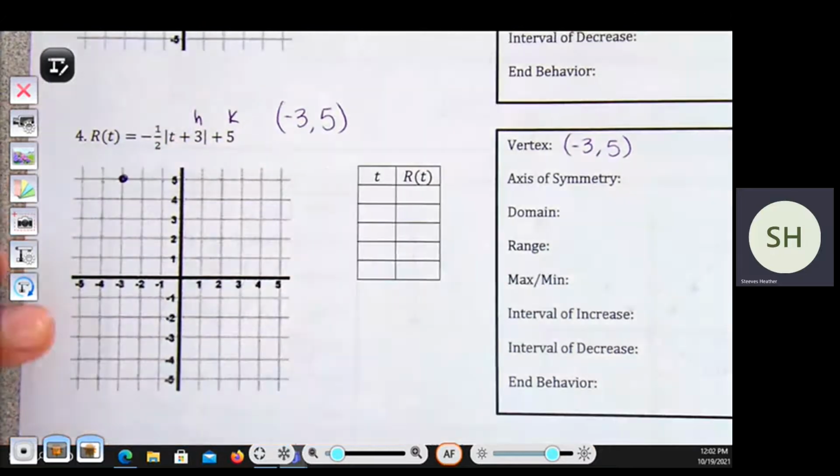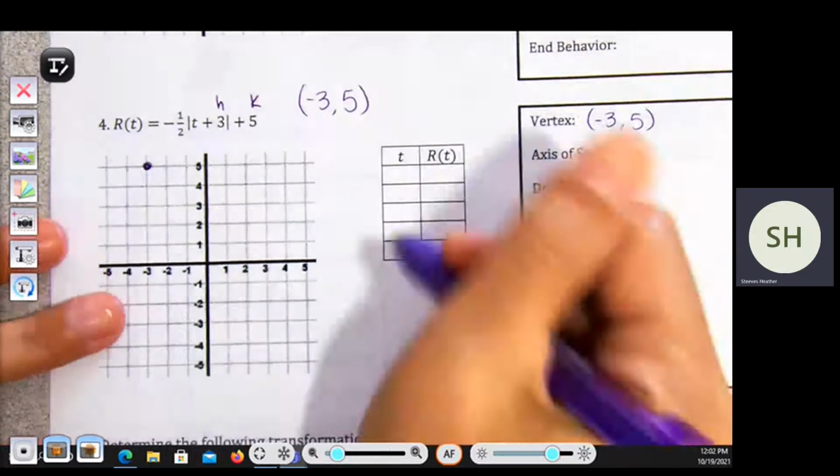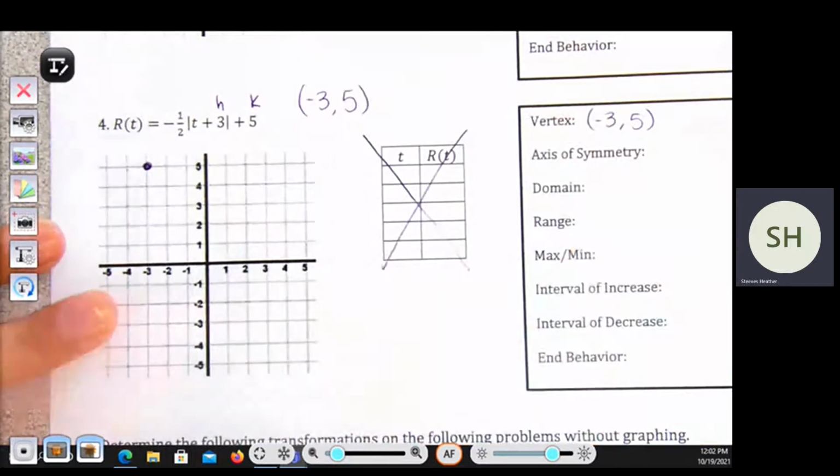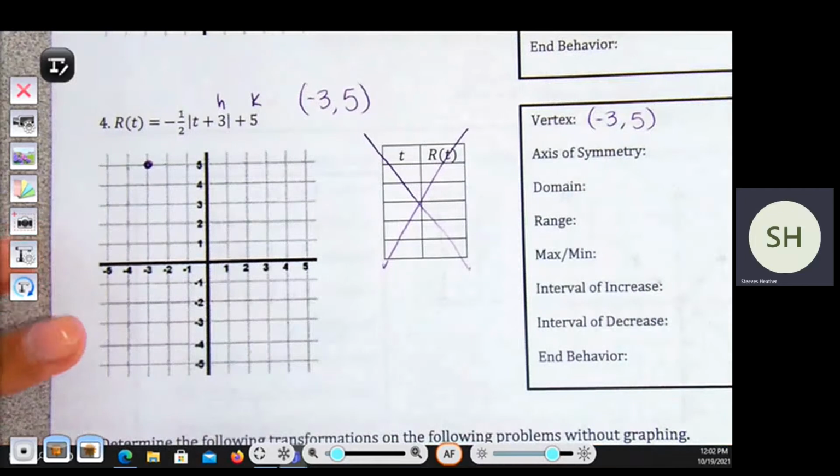It does open down. So in this case, I want to skip this part. I don't even want to use this. I want you to know how to graph these without using a table of values. Could you make a table of values every single time? Yes. But if it's on the EOC, they're not going to have a table of values for you to calculate. You would have to know to make a table of values.